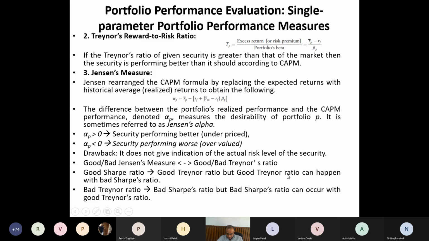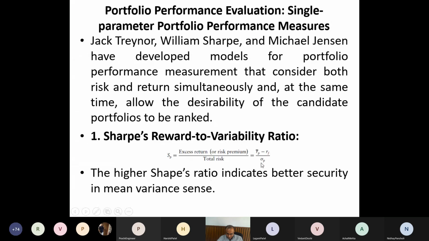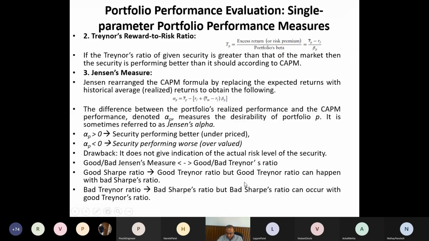So a good Treynor ratio can happen even with a bad Sharpe ratio, because Sharpe involves your absolute risk, while this involves the relative risk. So remember this difference. Similarly, if you have a bad Treynor ratio, that means a bad Sharpe ratio, obviously, but a bad Sharpe ratio can occur with a good Treynor ratio. So remember, the Sharpe and Treynor are related, but they are not exactly the same proportion, while the Jensen's and Treynor are giving ultimately the same kind of indication.